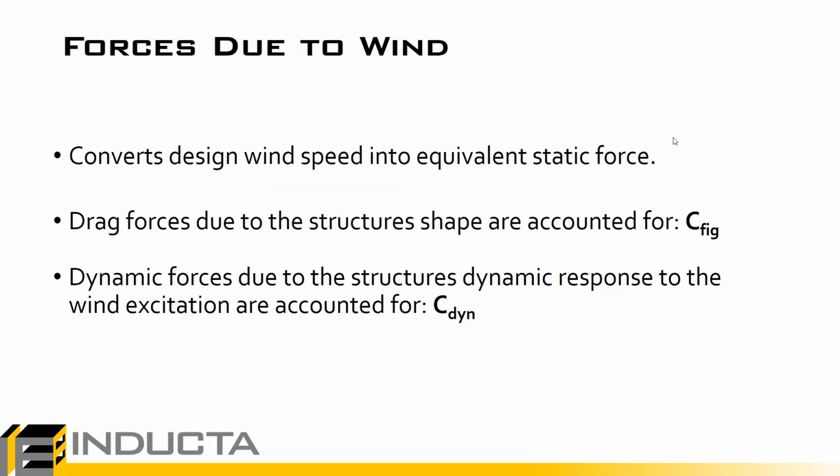So the forces due to the wind. The code is converting this design wind speed into an equivalent static force. So the drag forces due to the structure's shape are accounted for using the C fig factor, and the dynamic forces, which are also converted to equivalent static forces, are the dynamic response of the structure. They're accounted for using the C dynamic factor.